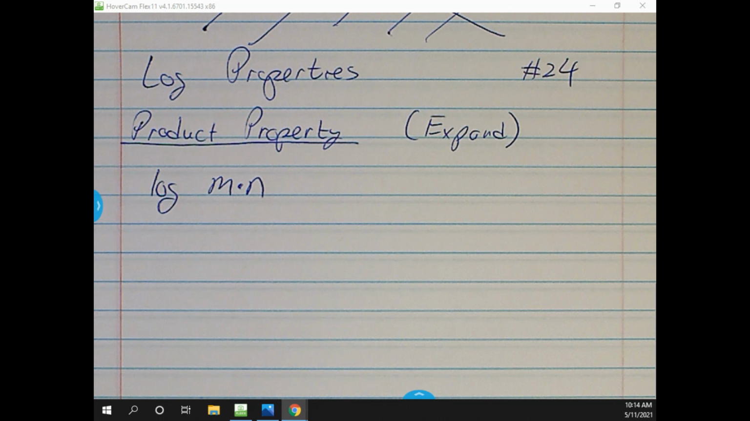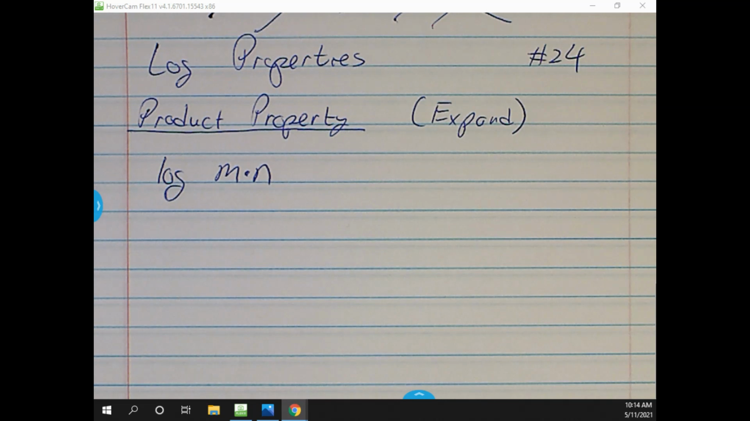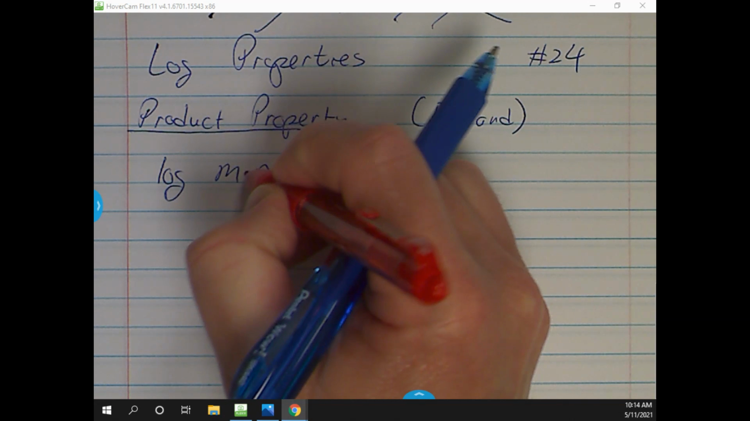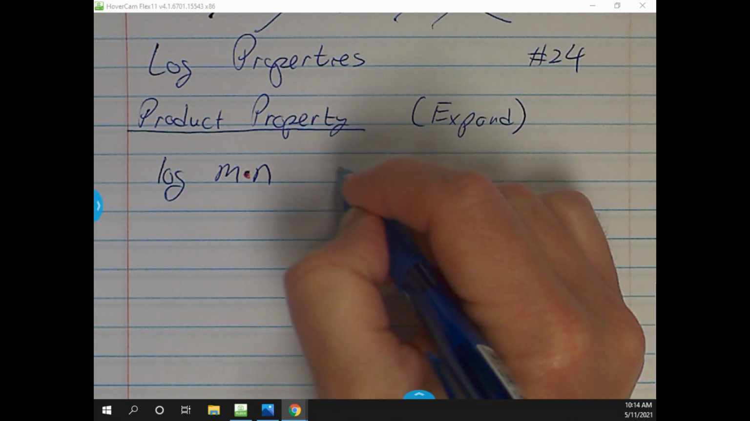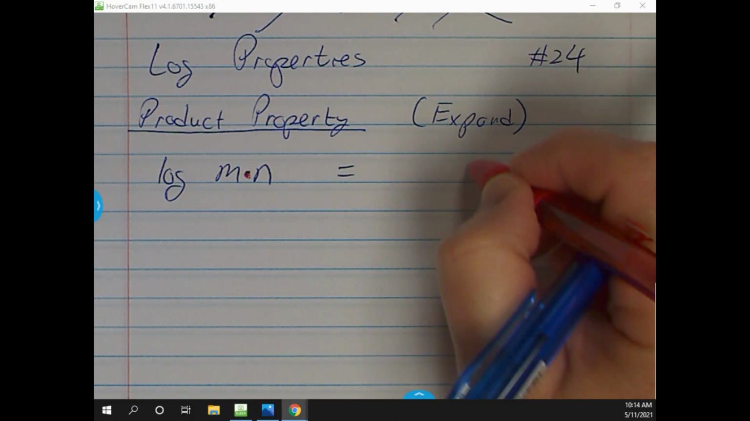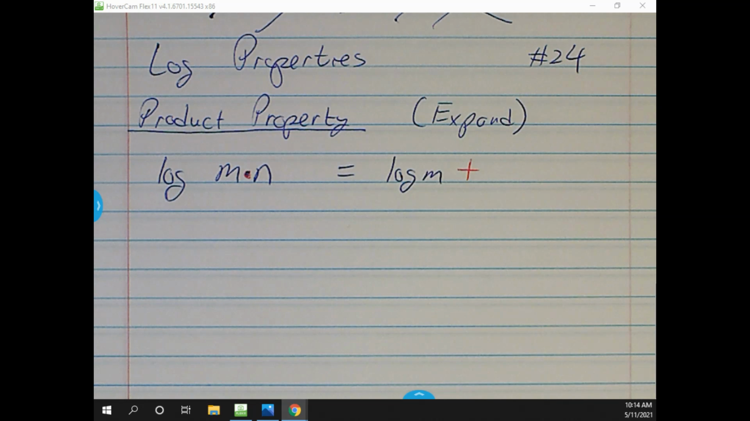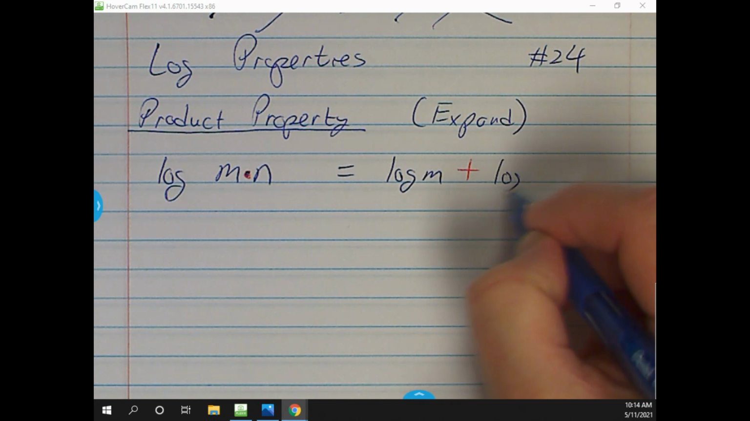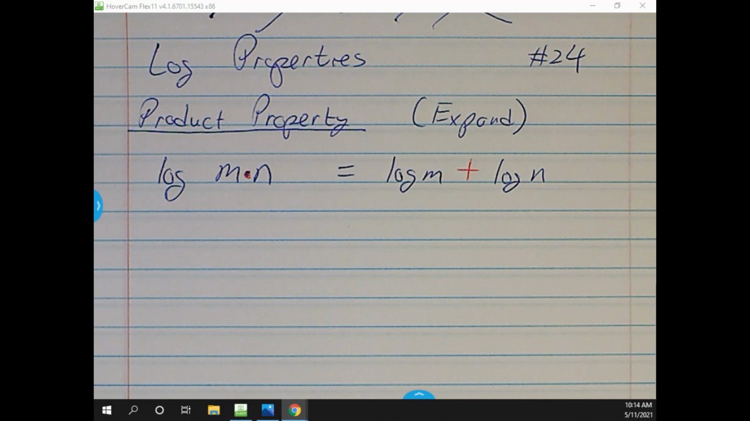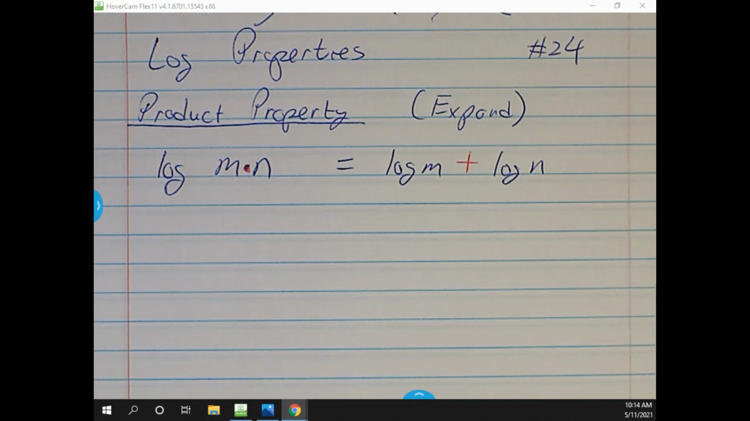All right, so if you have something like this where you're doing log of m times n, the way they're going to have you expand this one is they're going to take whatever you've got that's multiplication, and when we expand it off, we're going to take the multiplication and turn it into an addition problem. So we're going to do log of the first number plus the log of the second number that's multiplied together. Okay. And as far as these go, the bases are going to be the same.